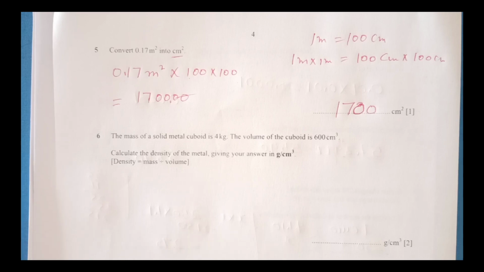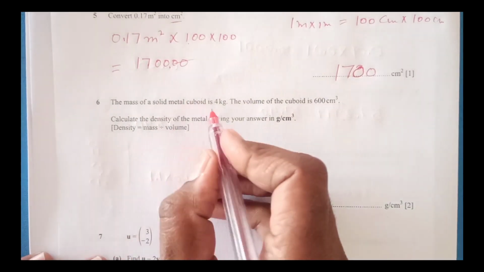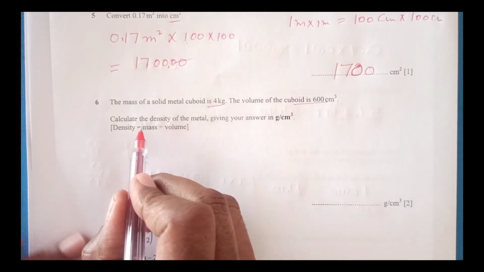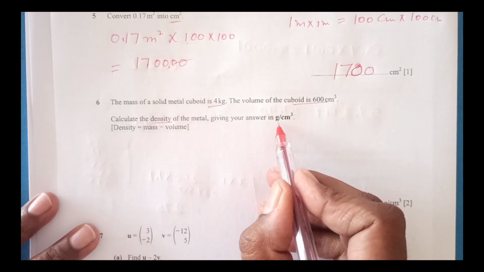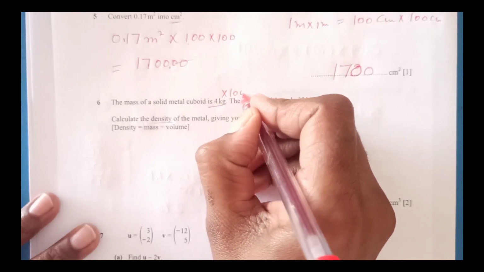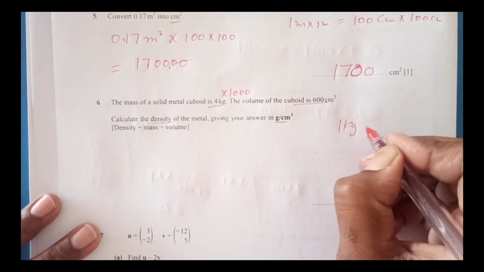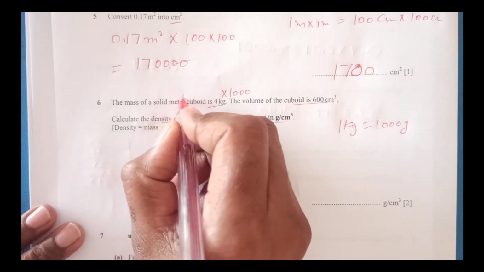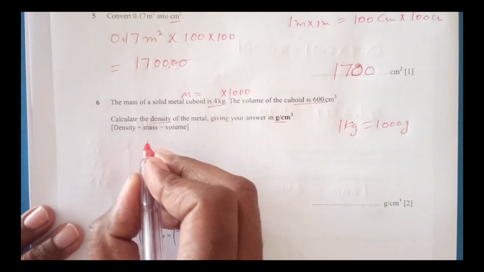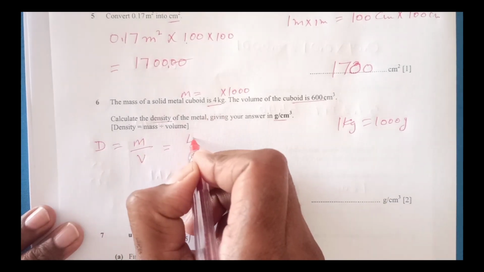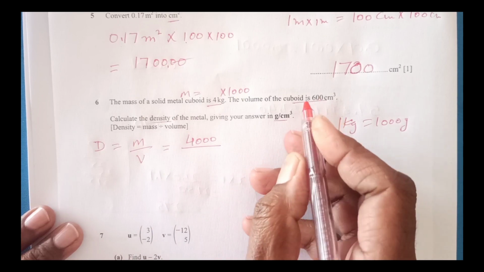1700 centimeter squared, right? Now the next question: the mass of the solid cuboid is 4 kilograms, the volume of the cuboid is 600, and calculate the density of the metal, giving your answer in grams per centimeter cubed. So 4 kilograms, we are going to multiply it by 1000 because 1 kilogram is equal to 1000 grams. So the mass is now 4000 grams. Density is mass over volume, right? And mass is now 4000 divided by volume 600.